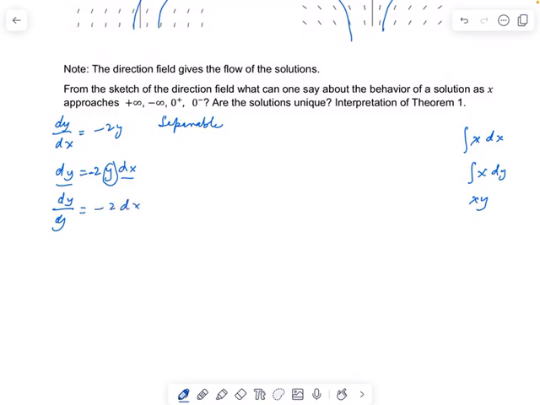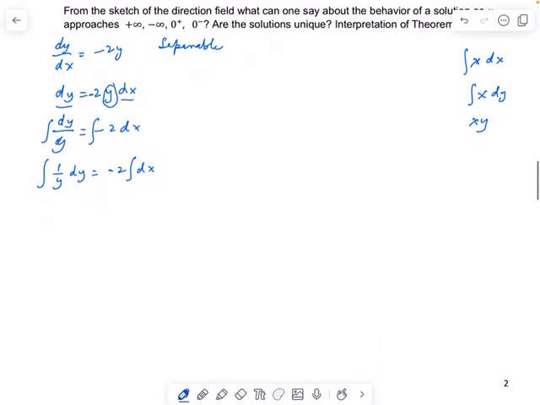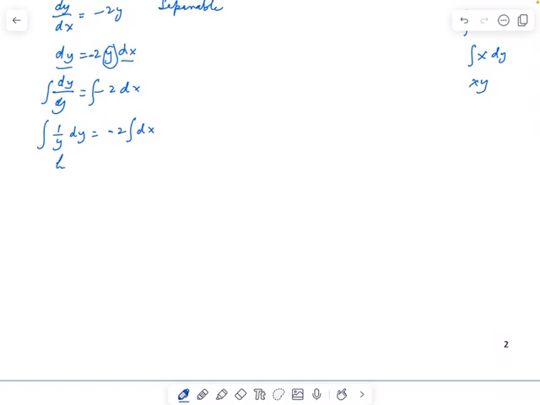dx. So we can think of this as an integral. Now I integrate both sides, so I can put the integral sign right here. But now we can think of it as the integral of 1 over y dy equals negative 2 times the integral of dx. So integrating the left hand side, we end up getting ln of y, and equal to the minus 2x, and then plus a constant.